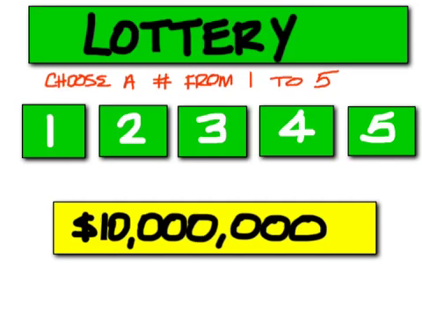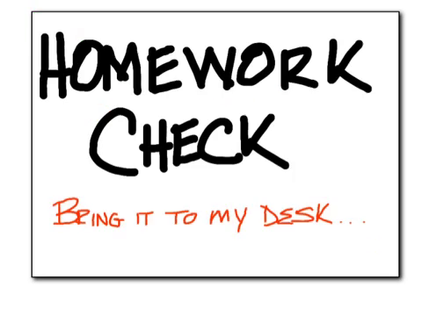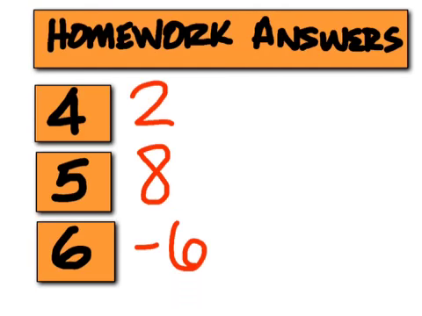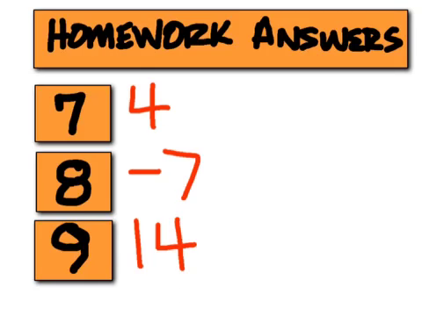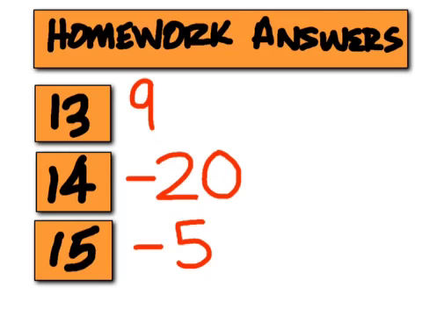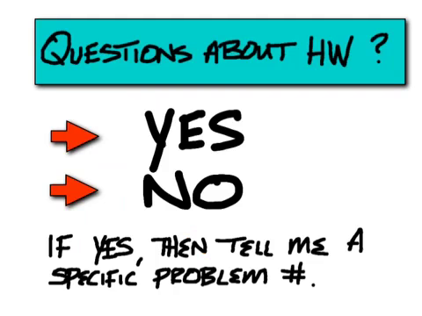Alright, bring your number up for the lottery. Okay, lottery number for today is 2. Okay, go ahead and bring up your homework to Mr. Skinner. Okay, answers are 1, 8, and negative 6. Okay, answers are 2, 8, and negative 6. Answers are 4, negative 7, and 14. Okay, answers are negative 3, negative 11, and negative 2. Okay, answers are 9, negative 20, and negative 5.